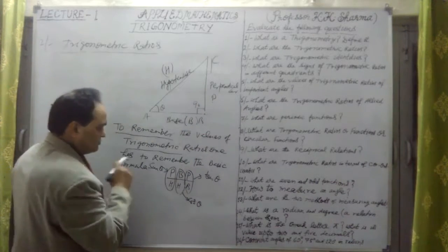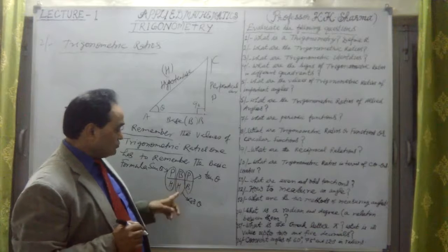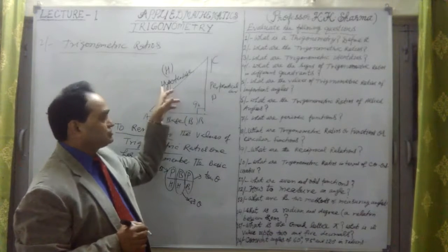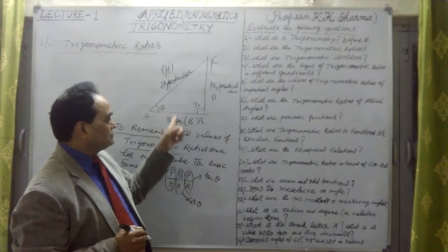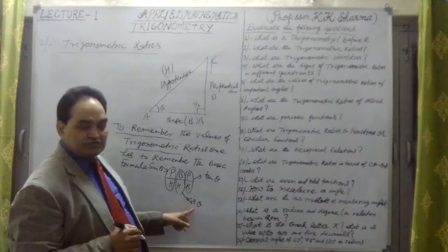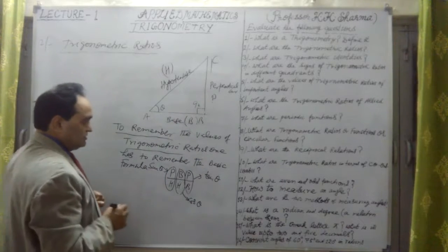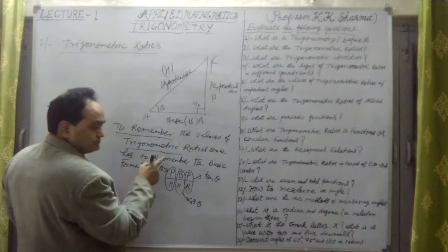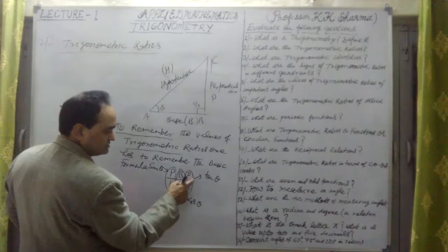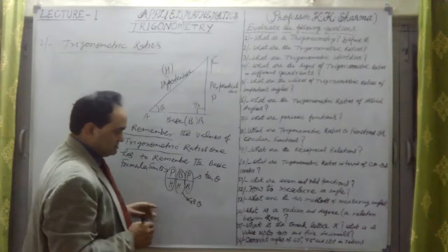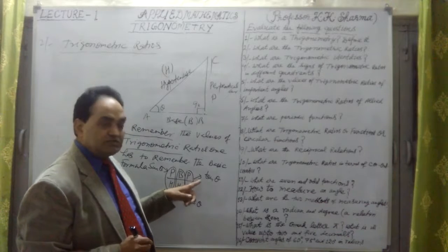This is hypotenuse. Now I'm just explaining this. The first ratio, P upon H, perpendicular upon hypotenuse, is sin theta. B upon H, base upon hypotenuse, is cos theta. Then tan theta is P upon B. Their reciprocals are H upon P, H upon B, and B upon P. This B upon P is cot theta, the reciprocal of tan theta. 1 upon tan theta is cot theta, that is B upon P.